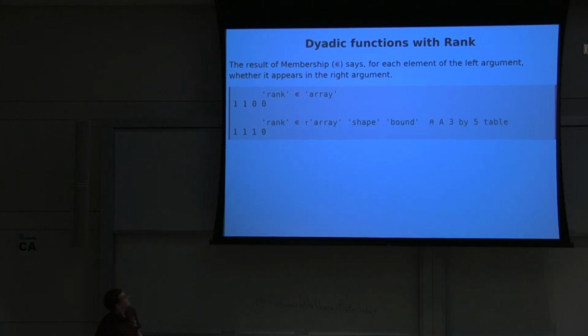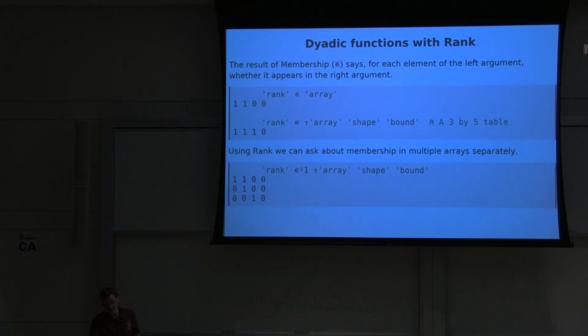Okay, so for the particular question I've asked, membership doesn't work like we want it. How would we ask, is rank a member of each of these arrays? We can call it with rank 1. Now membership has to work with rank 1 arguments. The left argument is rank 1, and it will reuse it each time. The right argument is rank 2, so it'll loop over that. So now you get 3 results, 1 for each row of that right argument. So rank, the R and the A are in array. Only the A is in shape, and the N is found in bound.